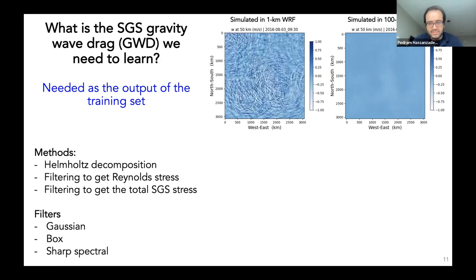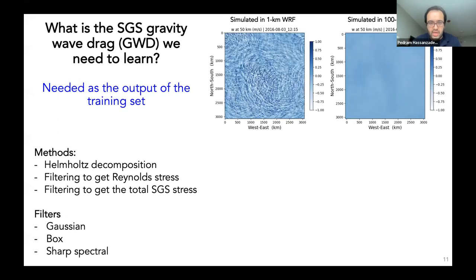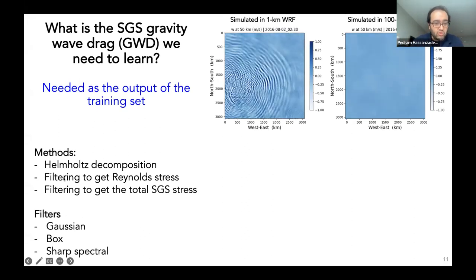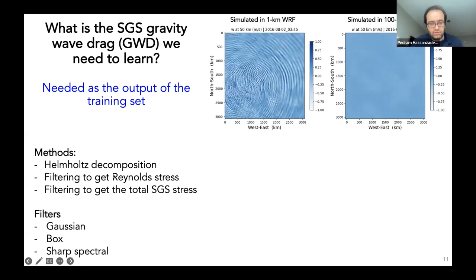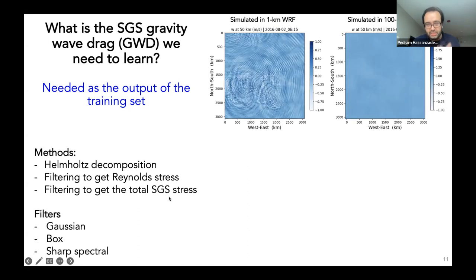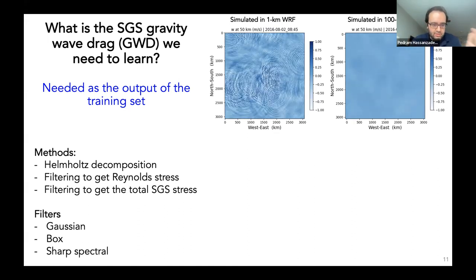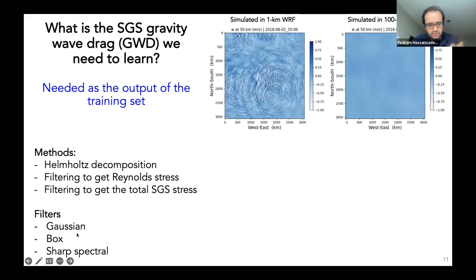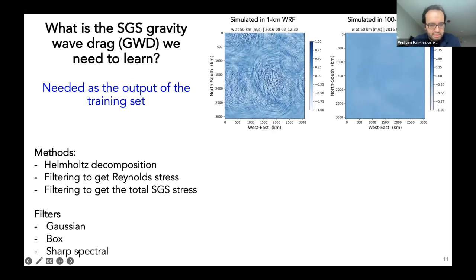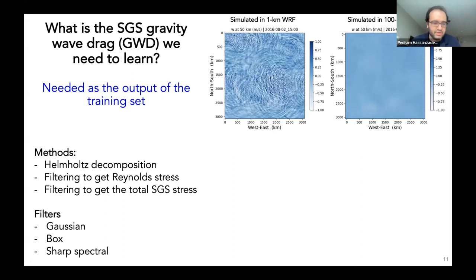So there's a method that's basically Helmholtz decomposition, when you can separate the flow into a rotational part and a divergent part. You can do filtering and coarse graining to get the Reynolds stress, or you can just do filtering and coarse graining to get that subgrid scale term, the term that I showed. And there are different types of filters. We use 3 of the common filters: Gaussian filter, box filter, which is basically just doing averaging over a box, and then like a sharp spectral filter that you just cut in wave number space.